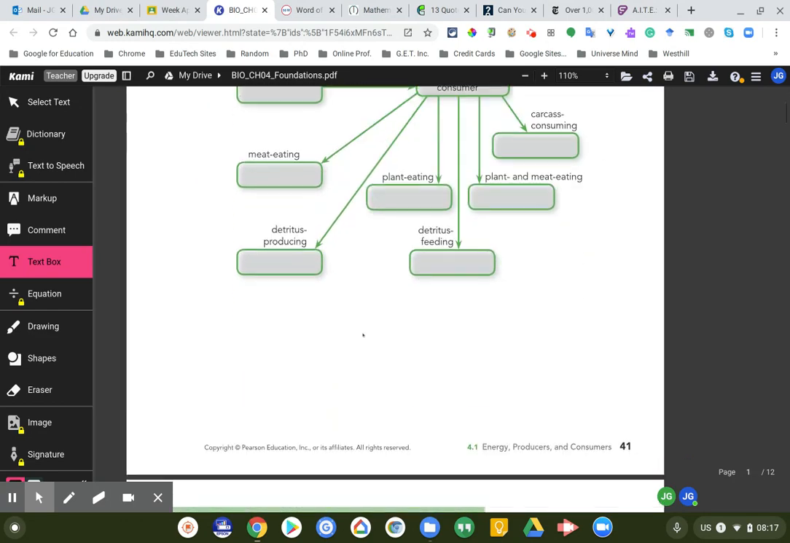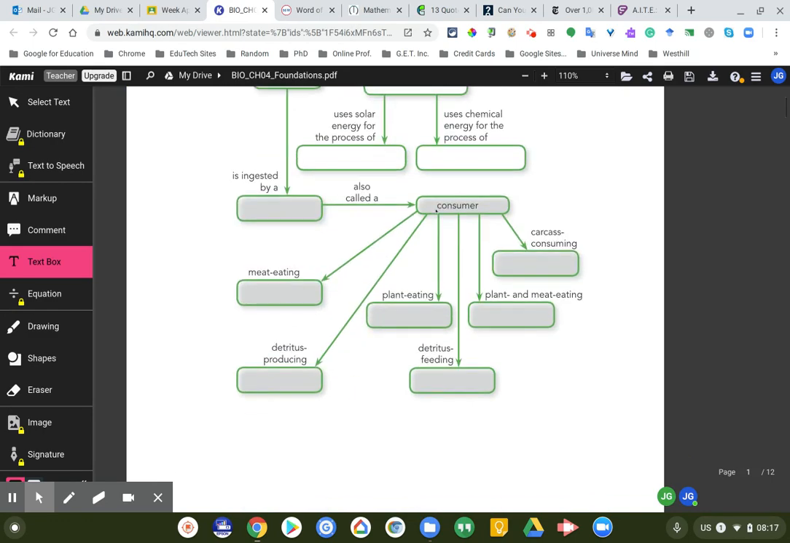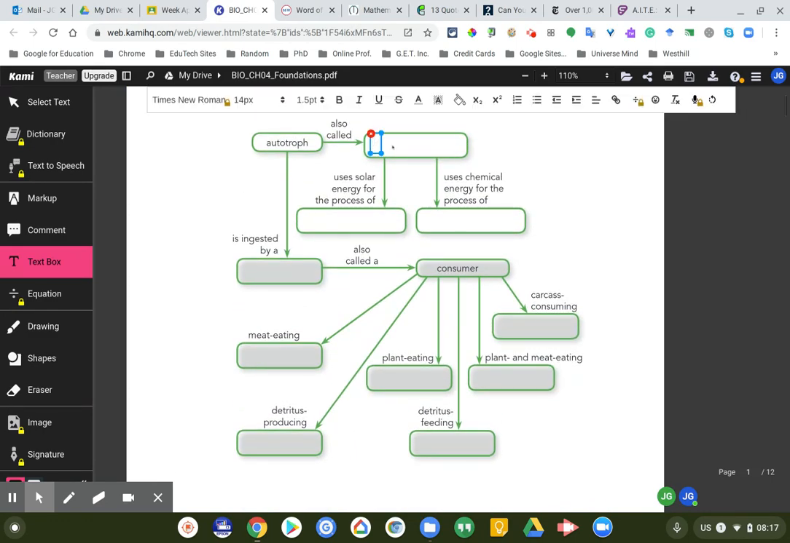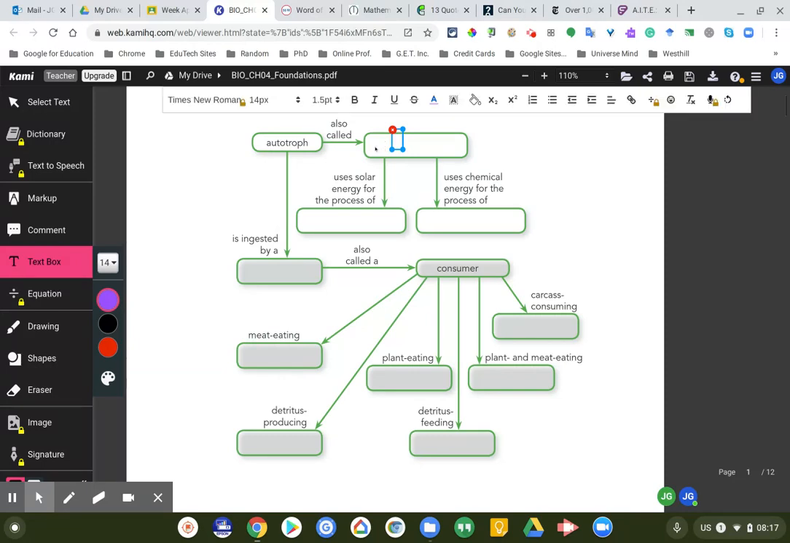As we know, we have already looked at that page. We scroll down and we can see that the first paragraph says all living things need energy, but no living thing can create energy. Organisms called autotrophs capture energy from non-living sources. Okay. Autotrophs store this energy in forms that make it available to other organisms, which is why they're also called primary producers. Okay, so autotrophs are also called primary producers. So I'm going to go up here and I'm actually going to type in here. I'm actually going to change my text box up a little bit. I'm going to type in purple.